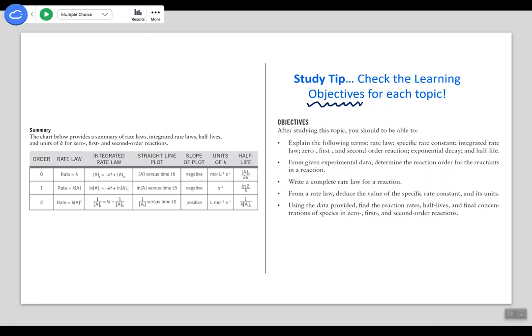I'll jump to the last point. Use data to find reaction rates, half-lives, final concentrations for 0, first, and second. This gives you a good idea of what to expect on an exam. These are the key concepts that we want you to walk away with. So odds are you may see some of these coming up.